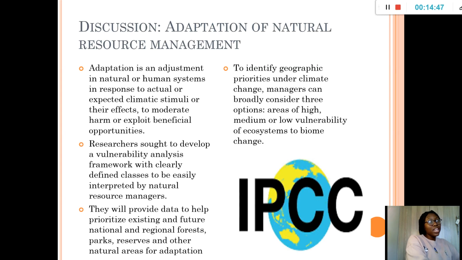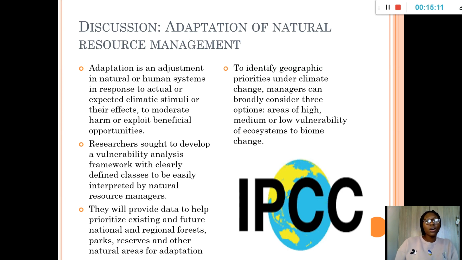Discussion. Adaptation of natural resource management. So climate change is inevitable, and there's nothing we can really do about it. The only thing that we can do is apply mitigation measures as well as adaptation measures, so as to ease the way we will survive or cope with the increasing temperatures.